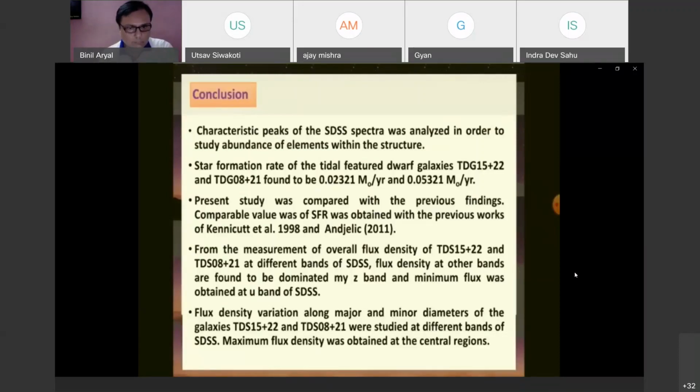The flux density variation along major and minor diameters suggested that the maximum flux region lies at the central band. And for the second structure, we found that in the major diameter, the maximum flux regions lie at two different clusters.